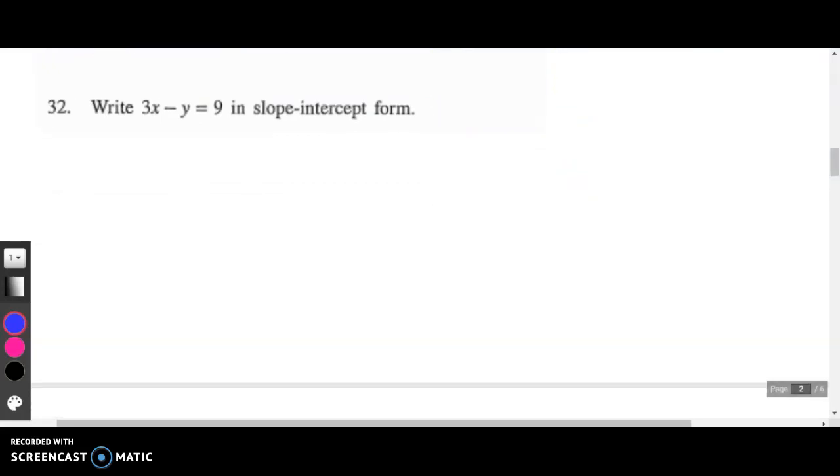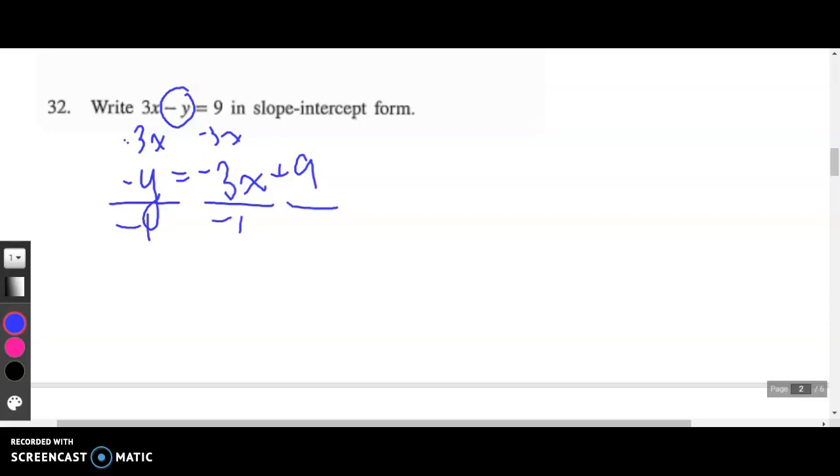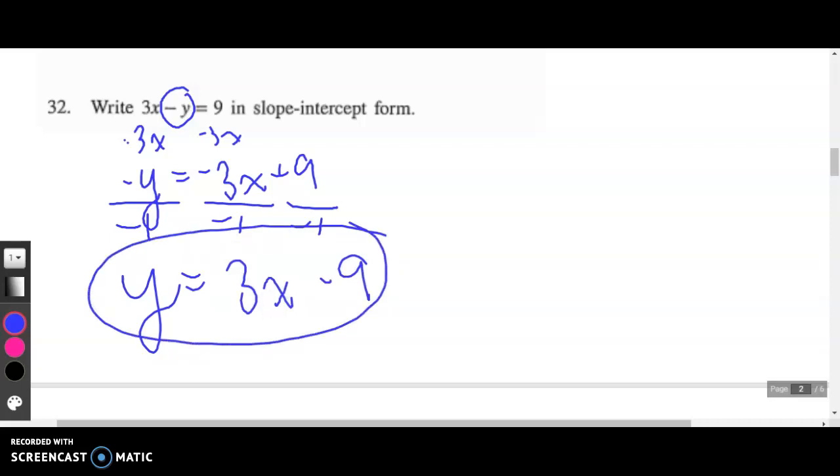All right, this is a two-step because while we are going to isolate the y quickly by subtracting 3x from both sides, the problem is we don't have y equals, we have negative y. See how this is a negative y? So we have negative y equals negative 3x plus 9. Then we have to divide everyone by a negative 1. And we get y equals positive 3x minus 9. And there's your answer in slope-intercept form.